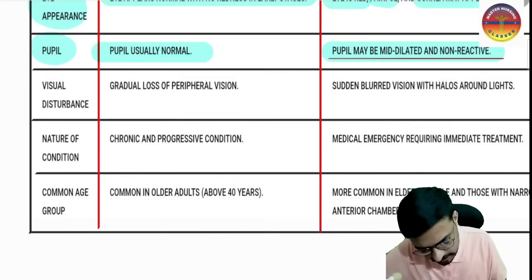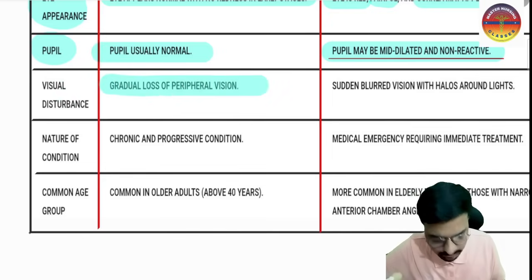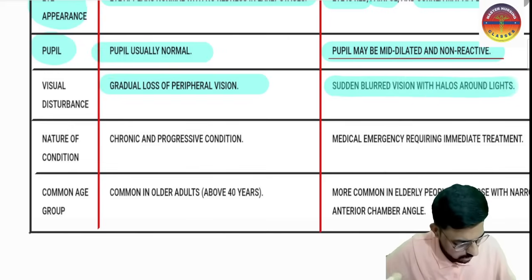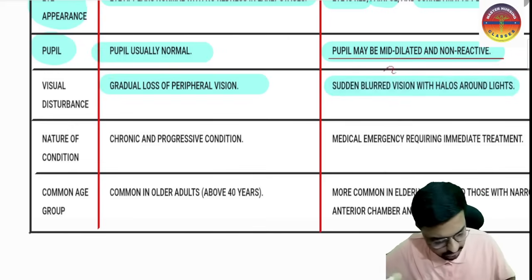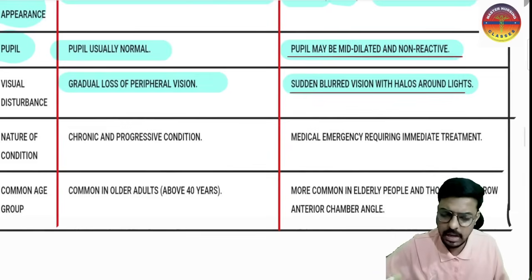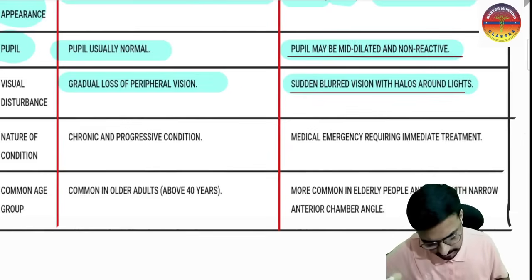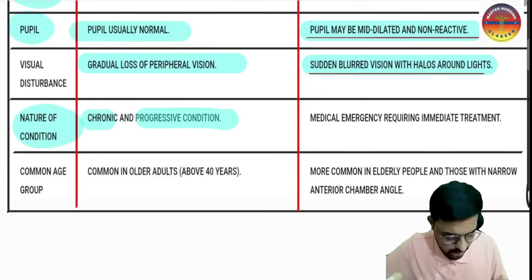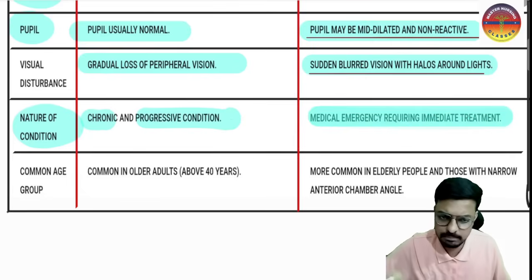Okay, and visual disturbances: gradual loss of the peripheral vision, so that is the tunnel vision, in open angle. Sudden loss of the vision with halos around the light: this is the classical finding we will see in a patient with angle closure glaucoma. Okay, so that is most important. And the nature of the condition: open angle is chronic and progressive. I told you angle closure is a medical emergency, requiring immediate treatment.